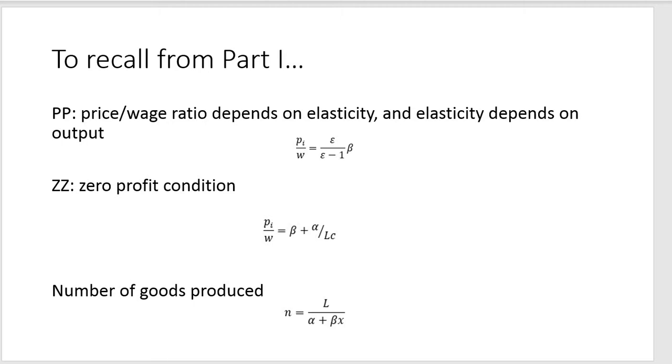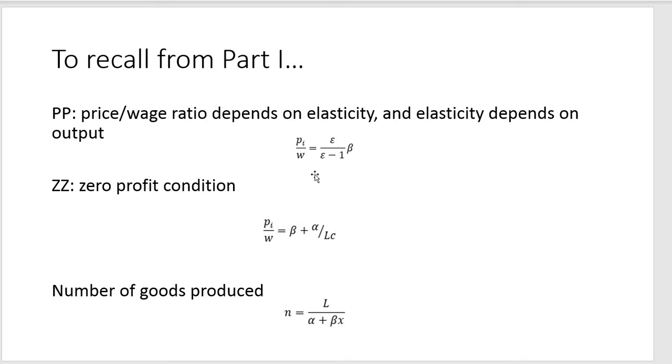based on the type of consumer preferences, and to be more specific, from the love of variety feature of consumer preferences, we derived the PP curve. So basically it describes the relationship between price-wage ratio and elasticity, which in turn depends on output or consumption of a certain good.